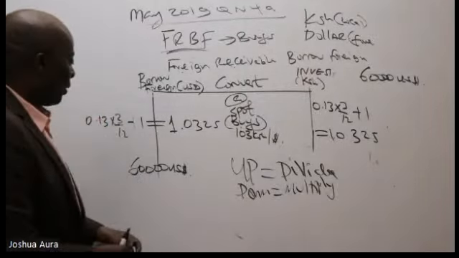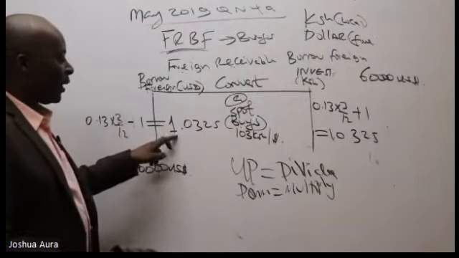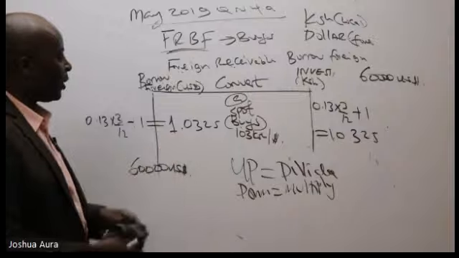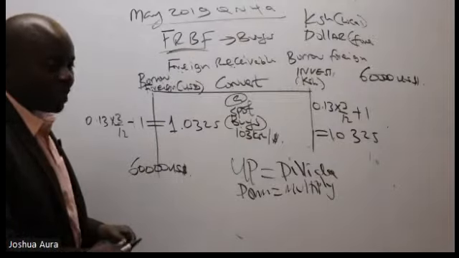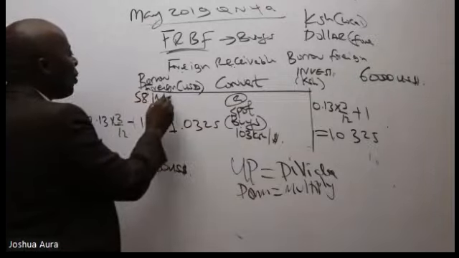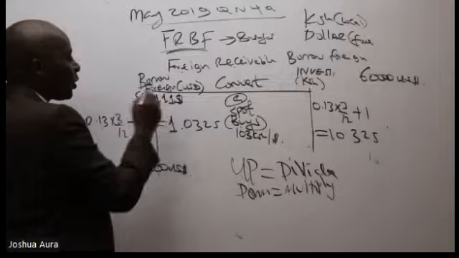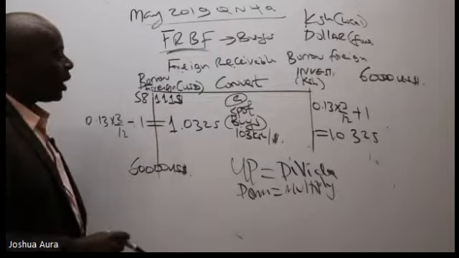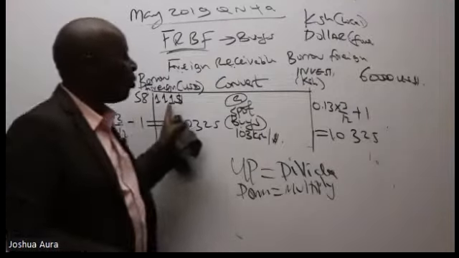Thank you so much. So we have 60,000 divided by 1.0325. Can somebody give me a number to write? $58,111. So how about from here now, moving across?